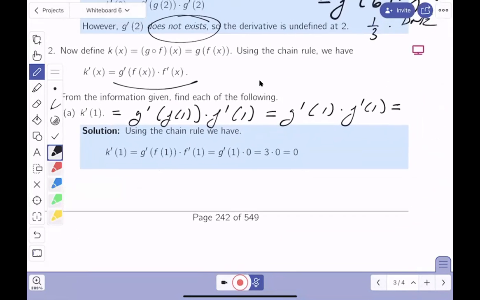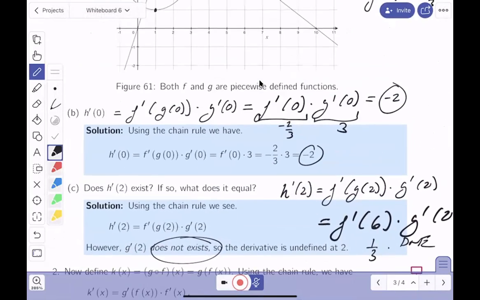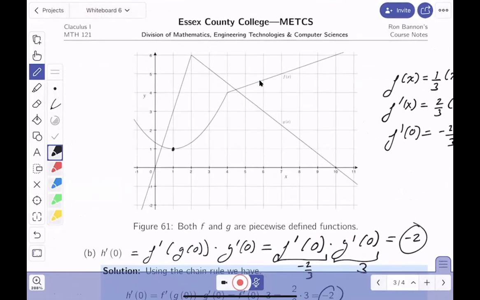Okay, let's see if we can do this now. Let's see if we can do g prime at 1. Well, g prime at 1 is this thing over here, and we've done this multiple times before. It's going to be 3.